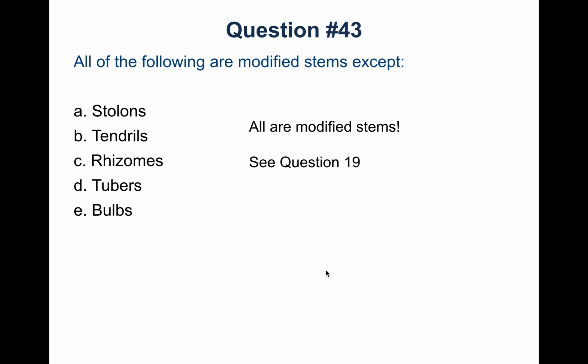Yeah, this is question 19. It was repeated on this test. And of course it was the one that does not have an answer. So see question 19 for that one.